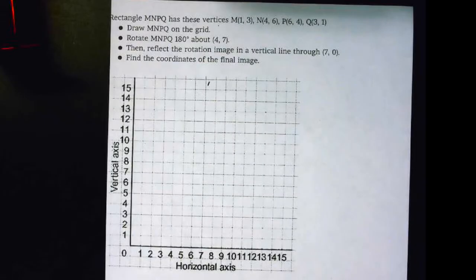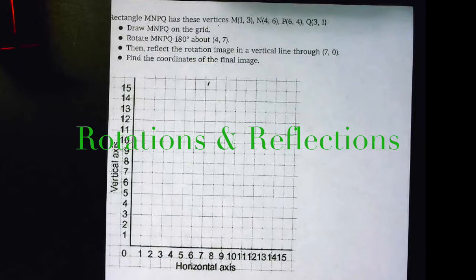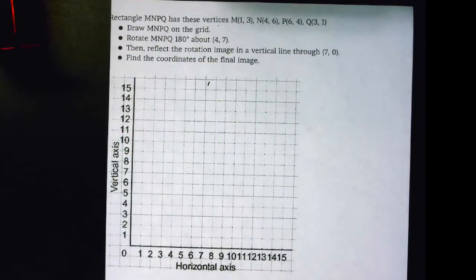So today you're presented with a problem that asks you to do a few things. Number one, it said rectangle MNPQ has these vertices. Draw the rectangle, rotate it 180 degrees about (4, 7), reflect the rotated image through x = 7, and then find the coordinates of the final image.